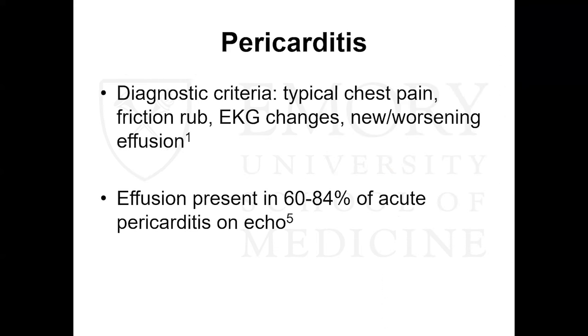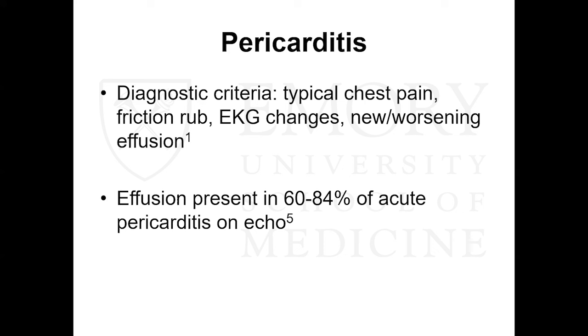So jumping on to pericarditis, one of the things I wanted to highlight before jumping into cardiac MR is our typical diagnostic criteria. We've got chest pain, friction rub, EKG changes, and new or worsening effusion. In all of this for pericarditis, there's only one element that relies on imaging, and that's obviously the effusion. And in many of our patients, whenever we get echoes on them, only 60 to 84% of them are going to have an effusion. And that leaves a very large number out, where imaging as a whole is not going to be a valuable diagnostic criterion.